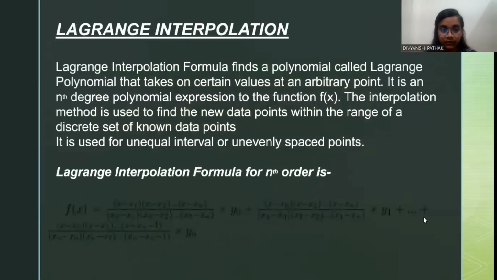Now Lagrange interpolation. Lagrange interpolation is used to evaluate the Lagrange polynomial, an nth degree polynomial expression for the function. The interpolation method is used to find new data points within the range of a discrete set of known data points. It is used for unequal interval or unevenly spaced points.